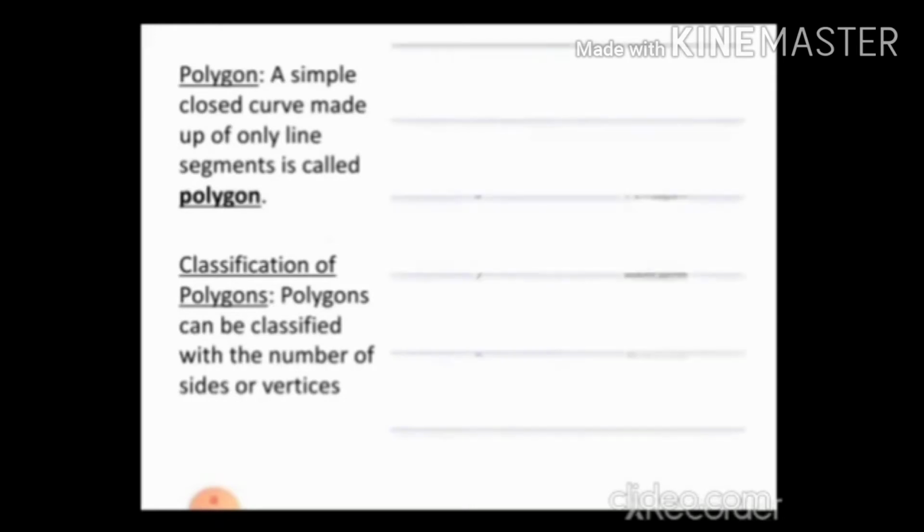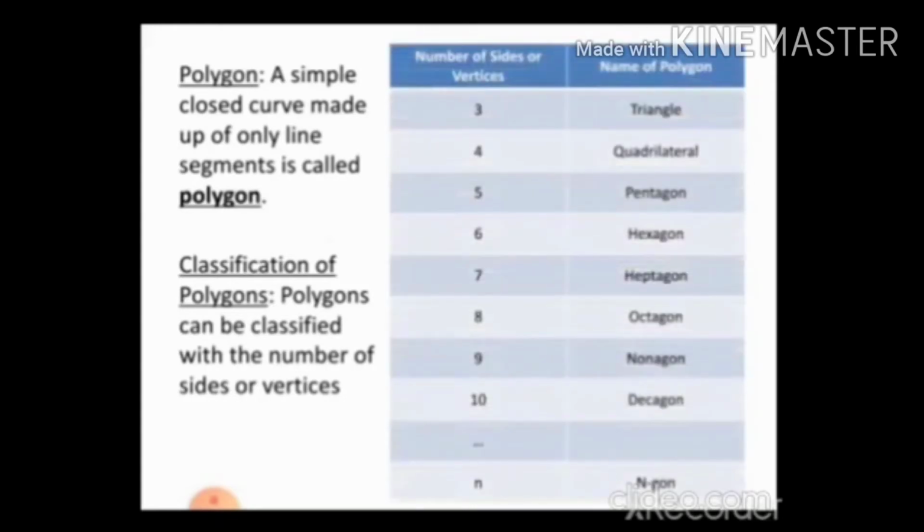Next is polygon. A simple closed curve made up of only line segments is called a polygon. Polygons can be classified with the number of sides or vertices. Let us take some examples. A polygon having 3 sides is called a triangle, 4 sides quadrilateral, 9 sides nonagon, 10 sides decagon, and so on, and if it has n sides, it is called an n-gon.